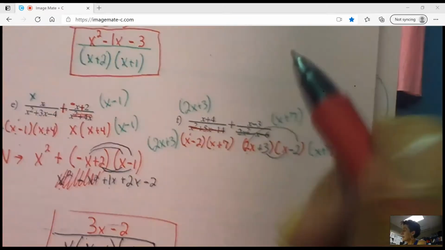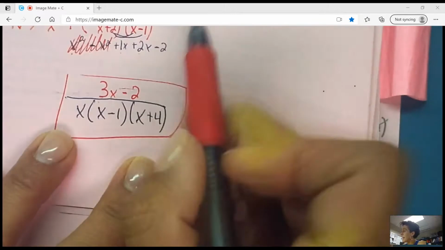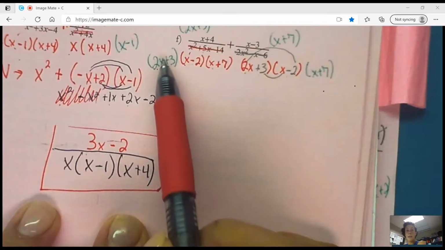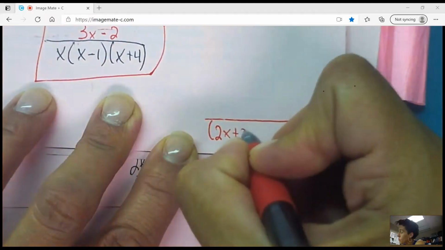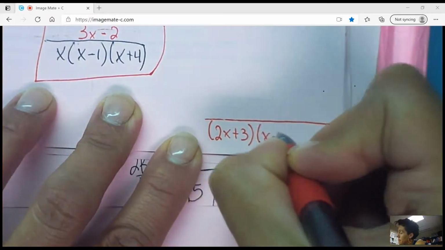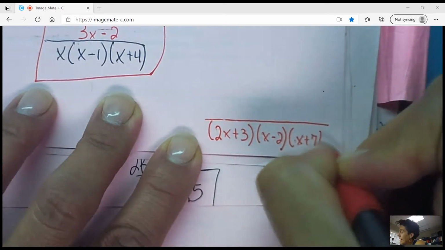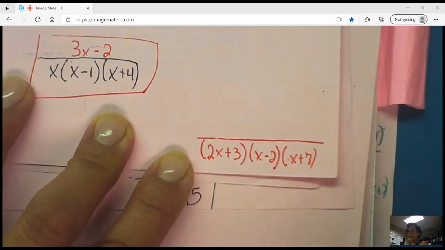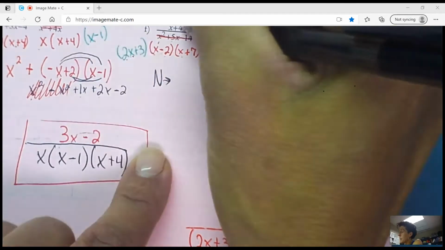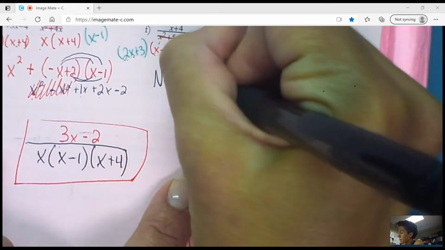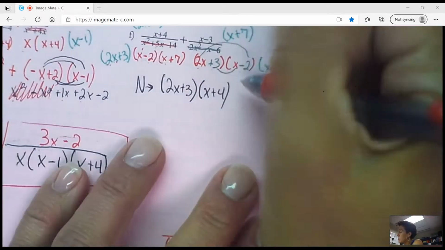F is going to take the most work for the numerator. So I'm going to put my denominator all the way down here because I really don't know how much work I'm going to need. And either way, the denominator is 2x plus 3, x minus 2, x plus 7. So I'm going to write those down. You can put them in any order you want. And now I'm going to put the work for the numerator up here. So here's my numerator work. So the first one, I'll have to take 2x plus 3 times x plus 4. Here's that plus sign in between.